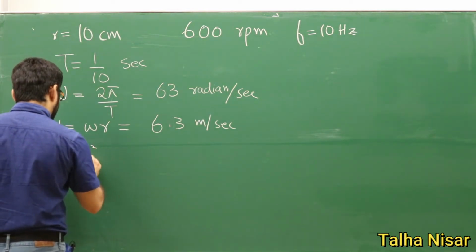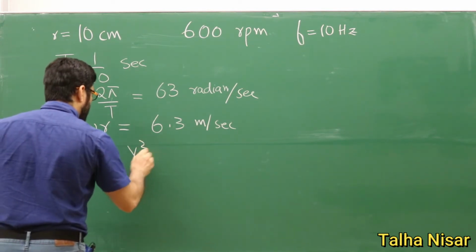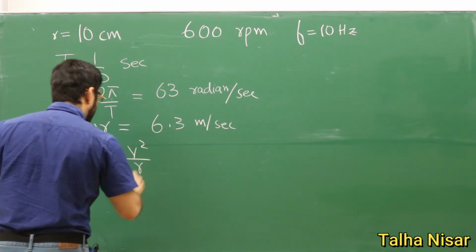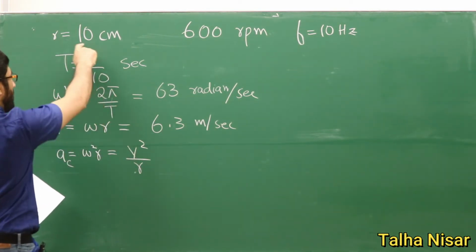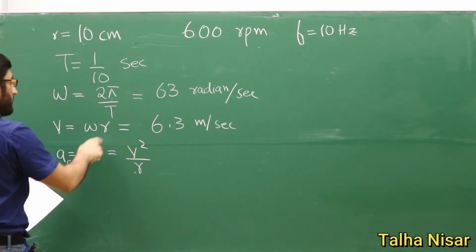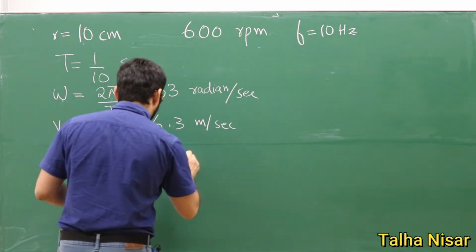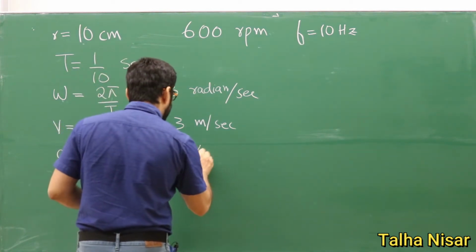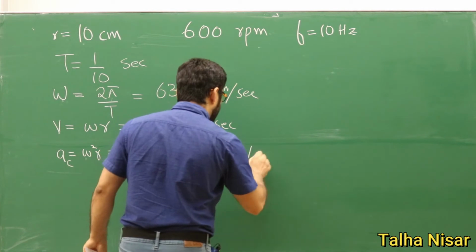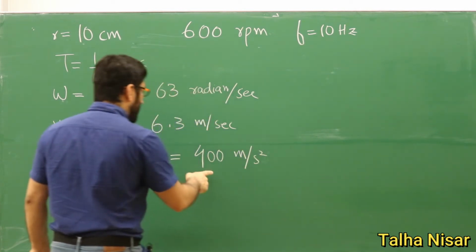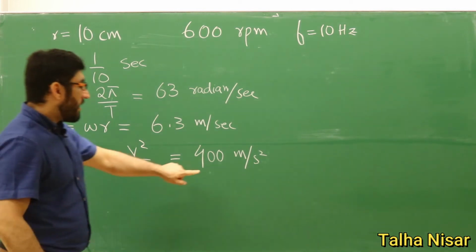Now we want to know the centripetal acceleration, and we also derived this relation. It is v squared divided by r, which also equals omega squared r. We have v here, we have r, and we also have omega. If we put these values there, we can easily calculate it, and we get 400 meters per second squared.